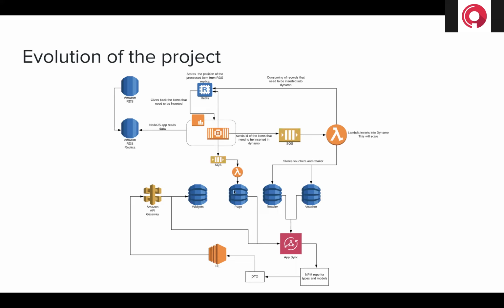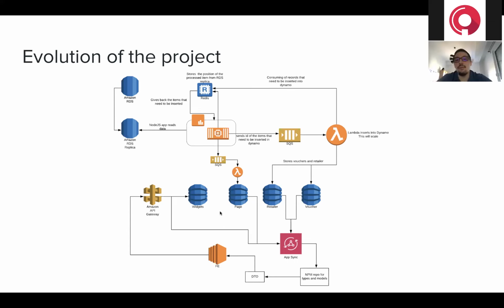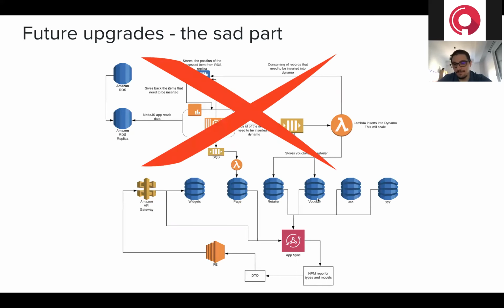Now you can see here we have page, retailer, voucher, and widgets. Basically, those are our entities, our models, and how we want to proceed. Here they are aggregated and we are serving them to the front end. That means that the sad story of this presentation is that as soon as we create all the DynamoDBs and migrate everything to DynamoDB, this whole presentation will fail. Why will it fail?